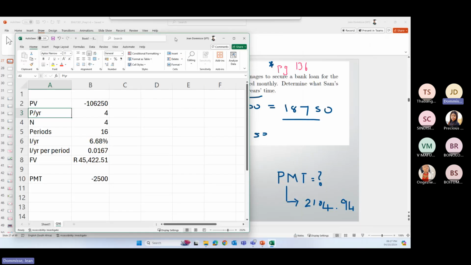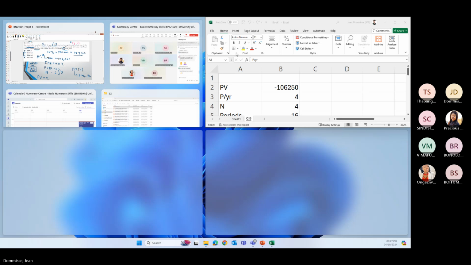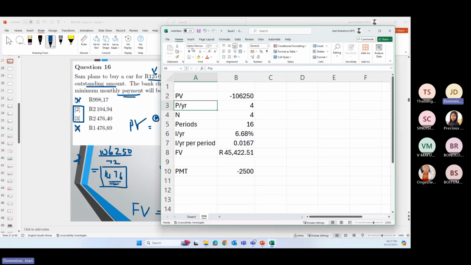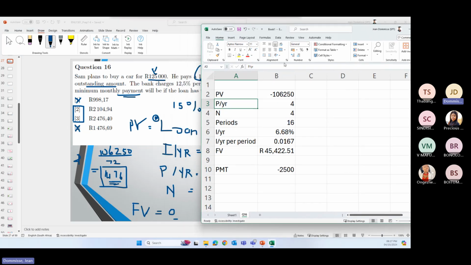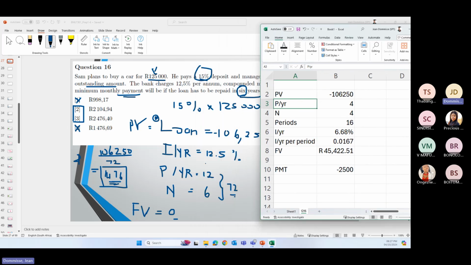Let's quickly check where the information was. Okay, I did something now that I didn't know I could do on the PC. So let me just do that. So we know that, let me quickly just make that. Cool. Okay, so interest rate was 12.5.